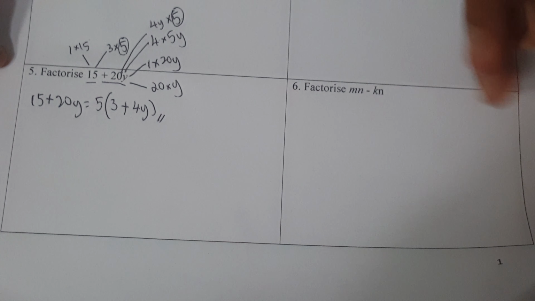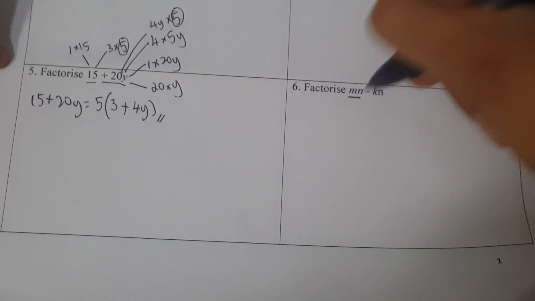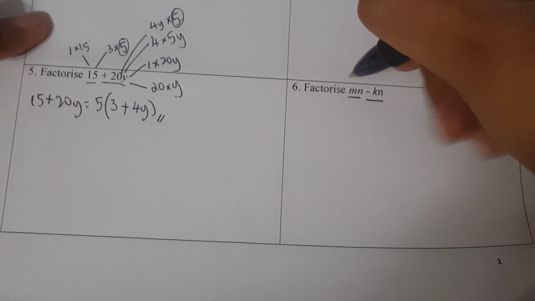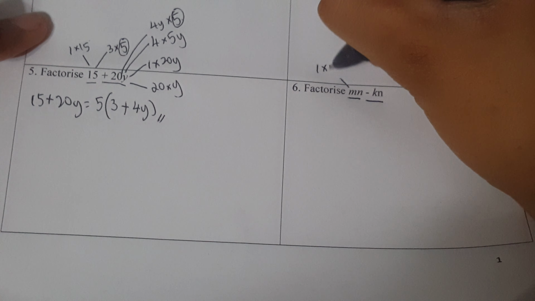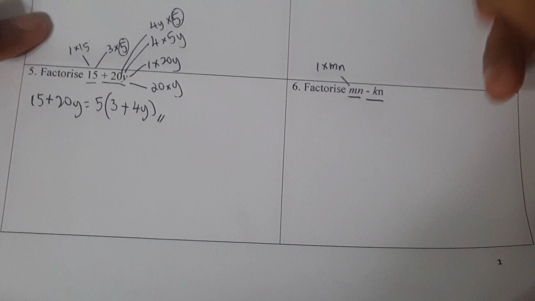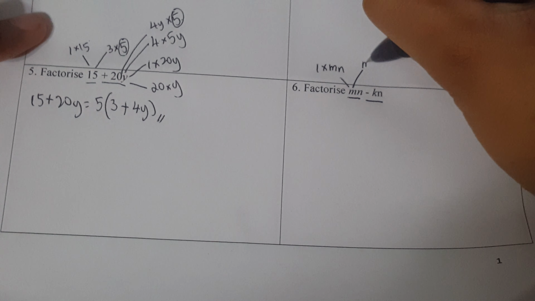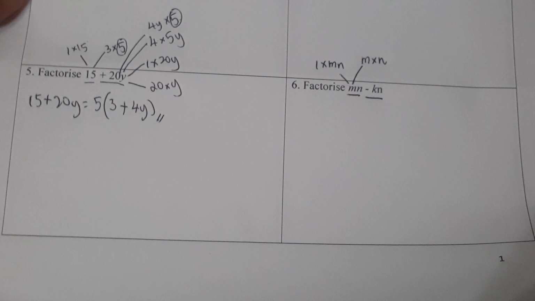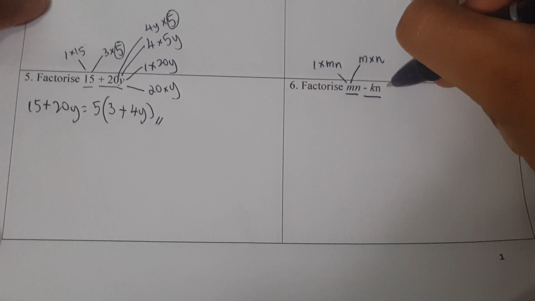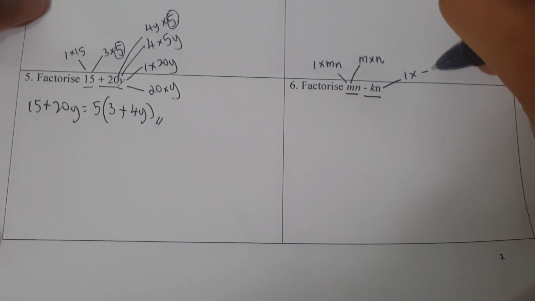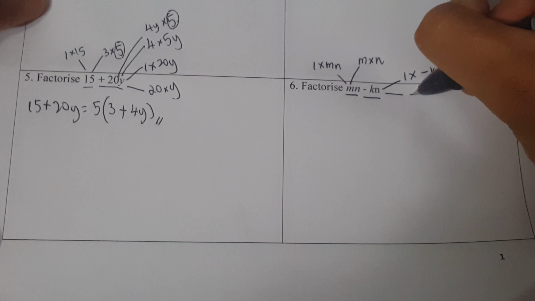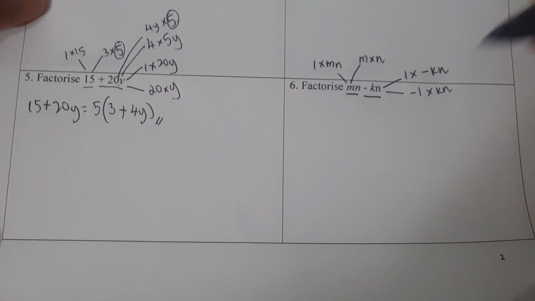Okay, let's try this question. Mn minus Kn, so it's two terms again. So what is the breakdown? You have 1 times Mn, but not a very meaningful breakdown. Another one, you can have m times n, right? M times n is the same as n times m. The other term, you have 1 times negative Kn. Now bring the negative sign along, right? You can also have negative 1 times Kn.